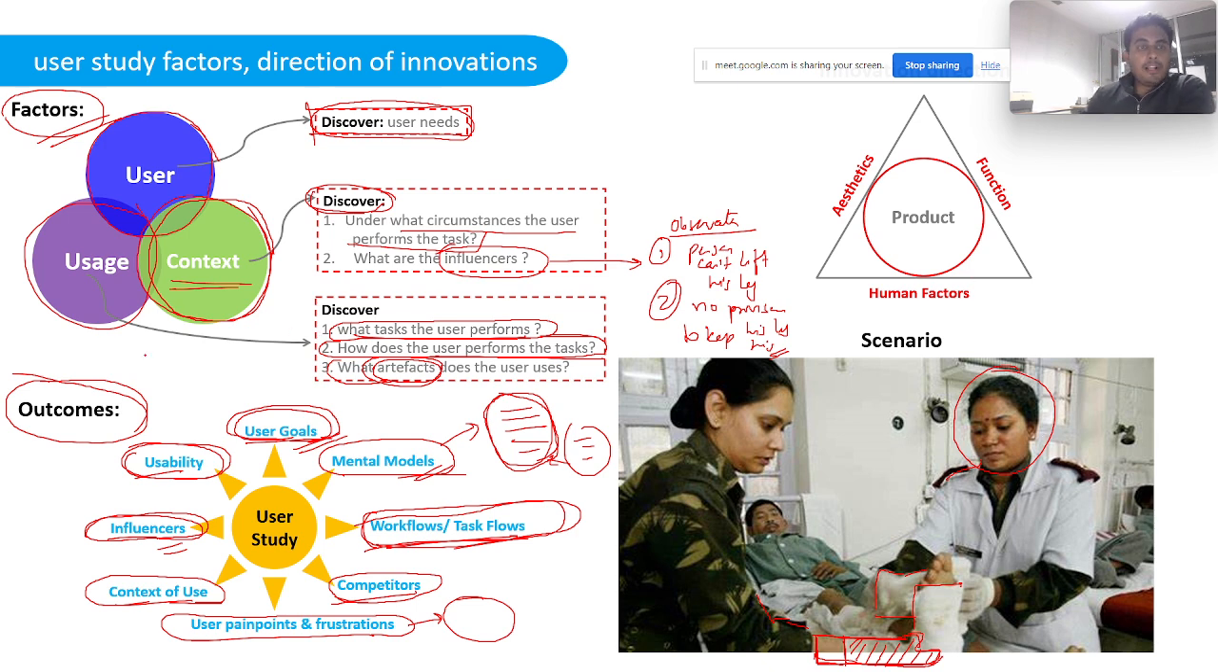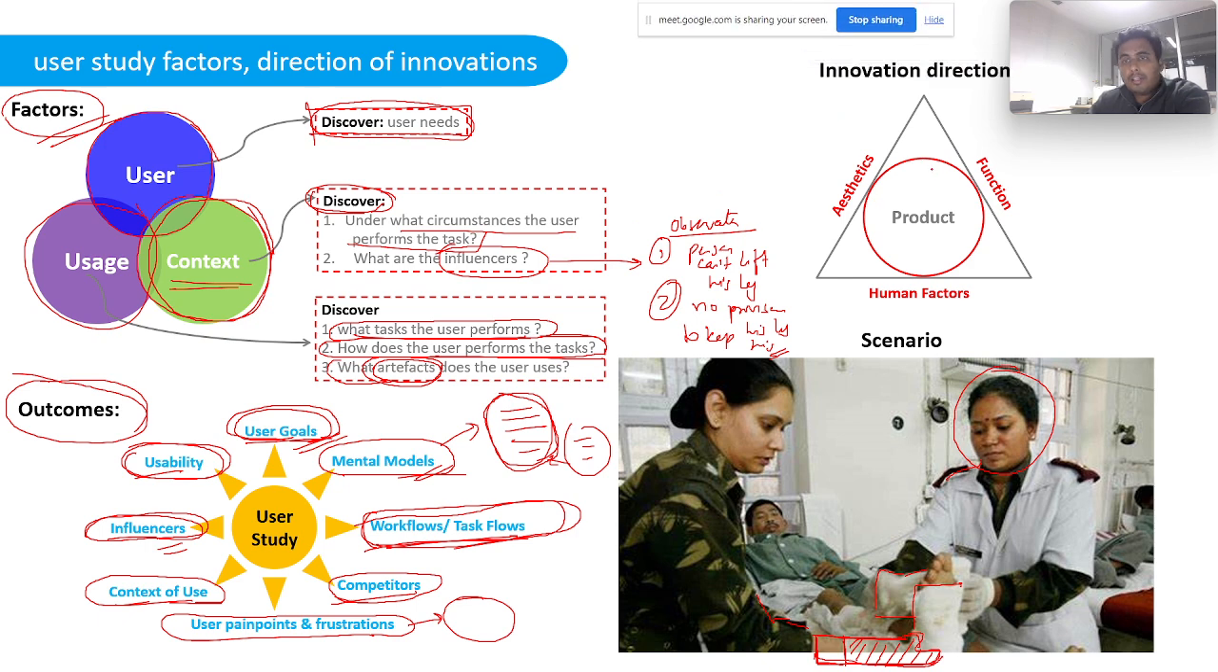So once you get to know about all these outcomes, you then go ahead with the design process, and you ideate to make certain design decisions in three directions. These are the three main innovation directions in a product design process. A product is designed from the perspective of aesthetics, from the perspective of functionality, and from the perspective of human factors.